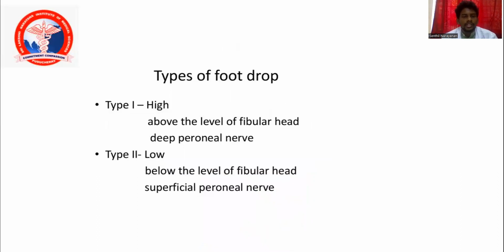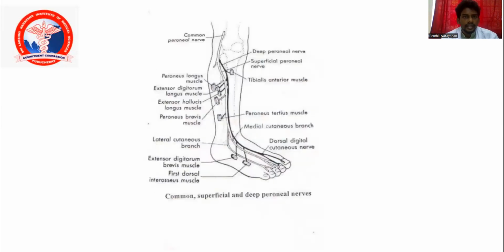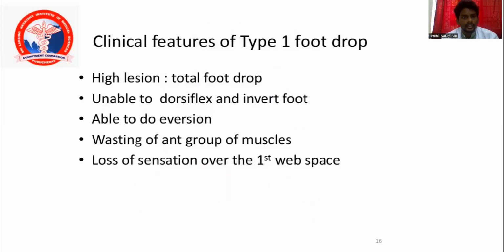Types of foot drop. Type 1 is high, which is above the level of the fibular head, in which the deep peroneal nerve is involved. Type 2 is low, which is below the level of the fibular head, in which the superficial peroneal nerve is involved. As we have already seen, the deep peroneal nerve supplies the anterior compartment of the leg, and the superficial peroneal nerve supplies the lateral compartment of the leg. Similarly, their paralysis will also affect the same compartments. Here we see the course of the common peroneal nerve dividing into the deep peroneal nerve and the superficial peroneal nerve, deep supplying the anterior compartment and superficial supplying the lateral compartment.